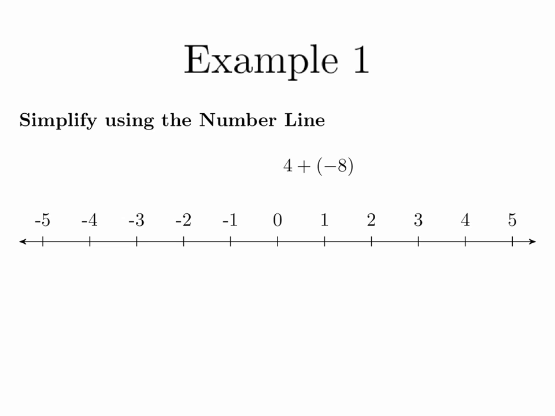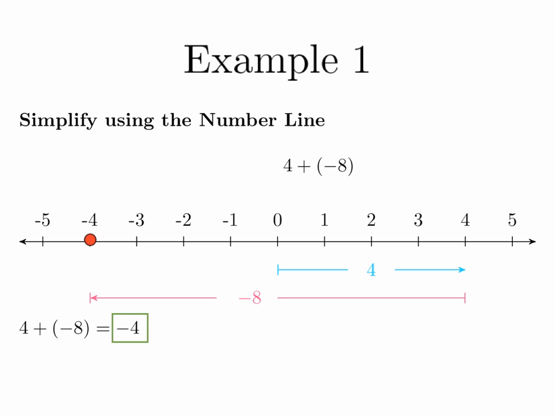So let's do a few examples, right? So here we want to simplify 4 plus -8. So again, we start off at 0, and then we're going to go forward 4 places. So that's going to be 1, 2, 3, 4. And now we want to go back 8. So now we're going to go back 8 spots. And then we're going to get to -4. And our final answer, we know 4 plus -8 is -4.